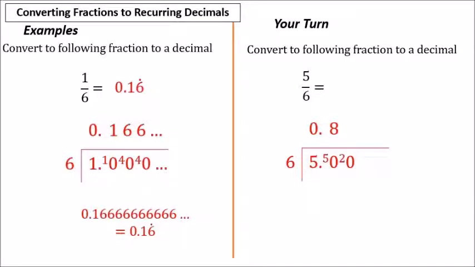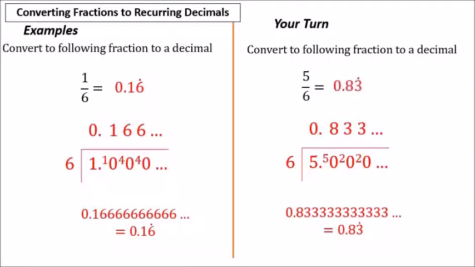6 goes into 20 3 times, because 6 times 3 is 18, which means we need 2 more to get 20, so we have a remainder of 2. So you can see again we have 6 going into 20, which goes in 3 times with a remainder of 2, and it would carry on and on. So you can see that we have 0.83333, so 0.83 recurring with the dot above the 3 as our answer. So 5/6 is 0.83 recurring.